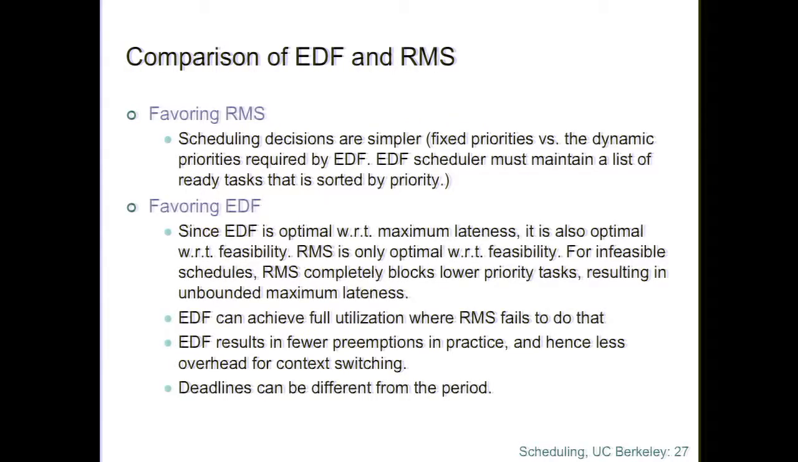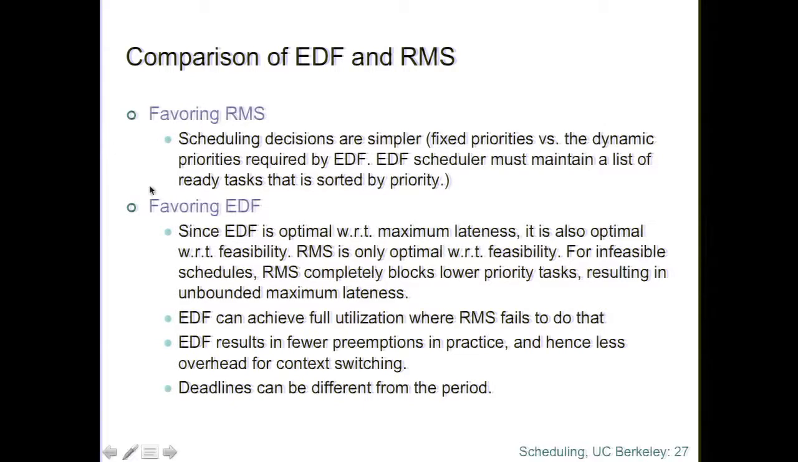And in fact, there's a whole bunch of nuances in comparing these. Favoring rate monotonic scheduling is basically that the scheduling decisions are simpler. Okay, because your tasks have fixed priorities, and so your task scheduler has a very simple decision to make, which is of all the enabled tasks, just look at the one with the highest priority. Okay, but because it's a fixed priority, you don't have to dynamically sort these priorities.